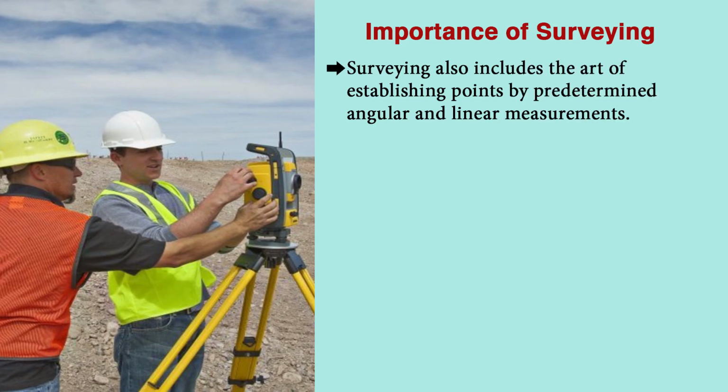Surveying also includes the art of establishing points by predetermined angular and linear measurement. What is this point? Earlier we were discussing that the point is there somewhere in the ground. We want to calculate the coordinate or the location, meaning we want to have some angular and linear measurement value for that point. Here the reverse process is also possible, meaning if we have angular and linear measurements with us, we can establish the point on the ground.